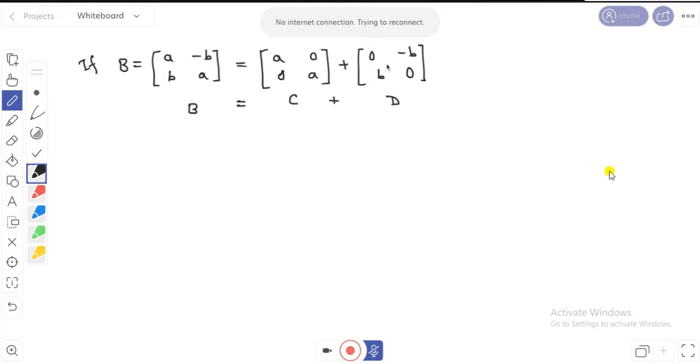This matrix b, इसको आप इस फॉर्म में आप लिख सकते हो, ठीक है। This is c and this is d. तो what is c here, हम इधर अलग से भी लिखेंगे। c matrix is a 0 0 a, and what is d, d is 0 minus b, b and 0. These are the components of this matrix.